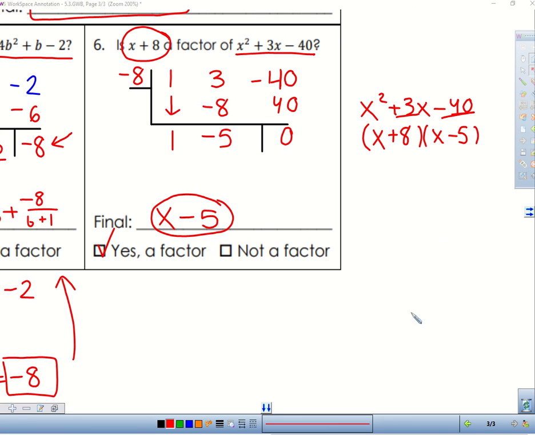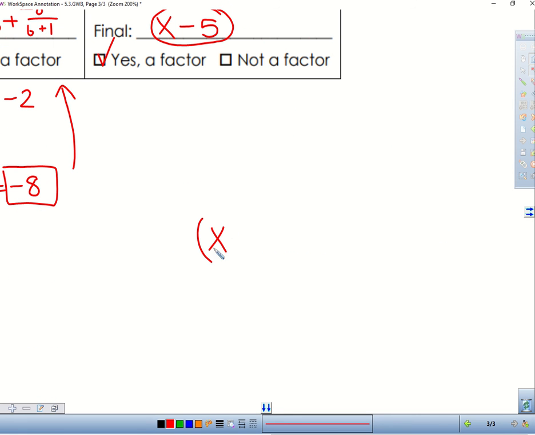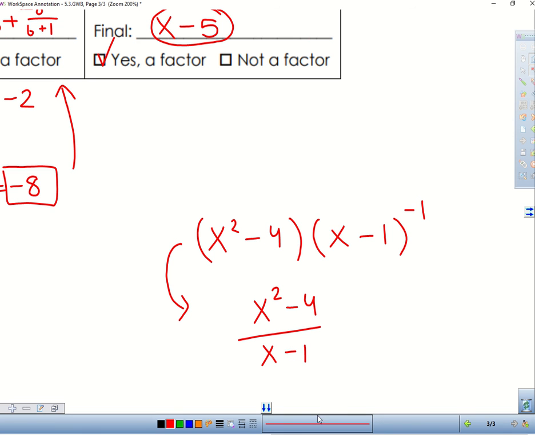Now the next thing I will mention about your homework, because a lot of people were asking me: if you have something like this, whatever it may be, times this, what does that negative 1 power mean? It means that it's actually in the denominator. Isn't this now division? That's what you're dividing by. So when that problem comes up on the homework, that's what you're going to do.